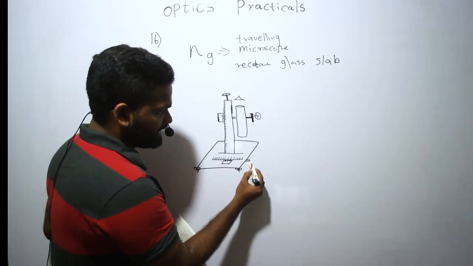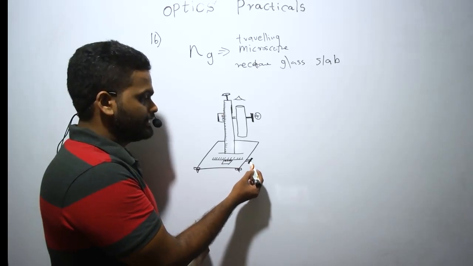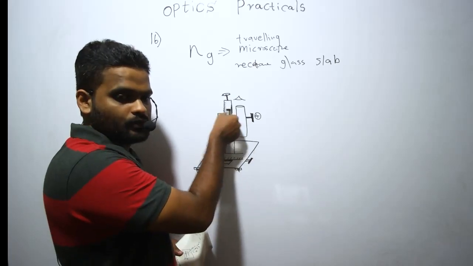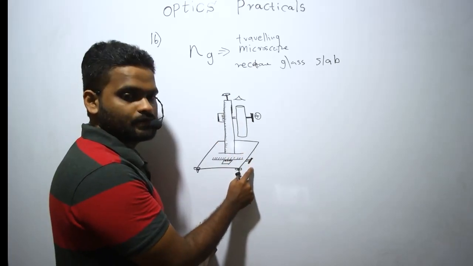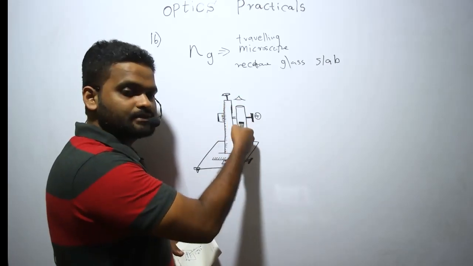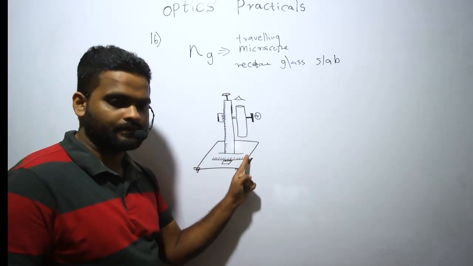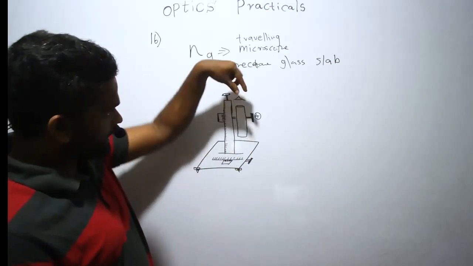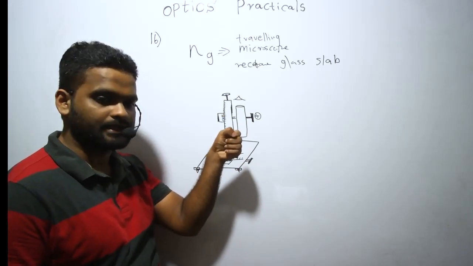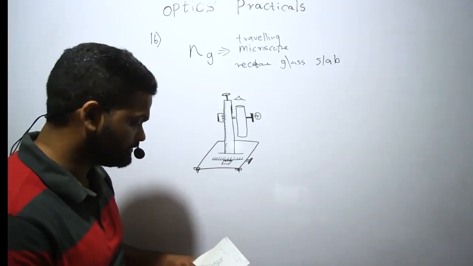There's a screw here as well, but this screw is not important for this practical. Using this screw, we can make horizontal movements of this whole thing, but this is not useful here. We only need this screw and this screw to make adjustments to this microscope. So what we do is we place the glass slab here, and through the microscope we can look at the glass slab. We are keeping the microscope vertical. Then we can do our experiment.